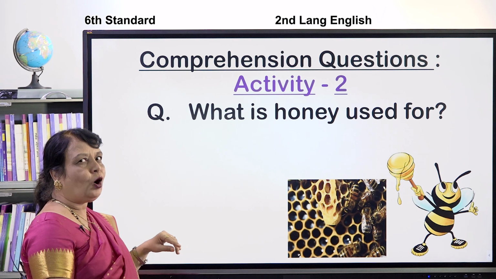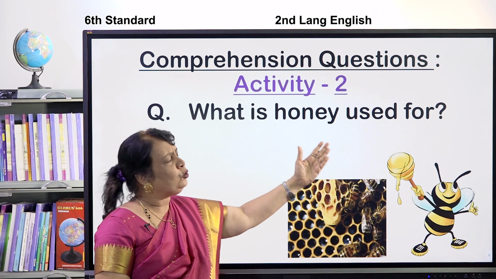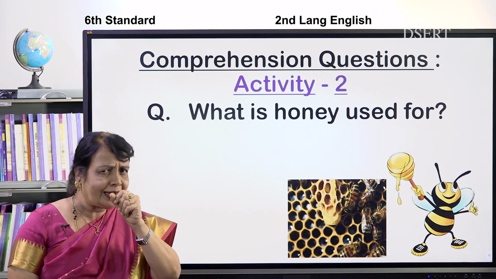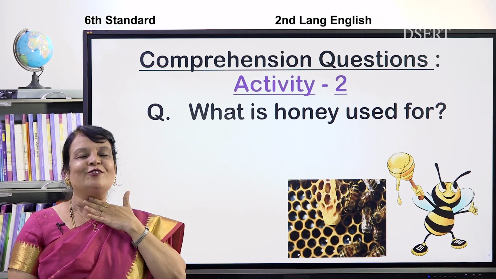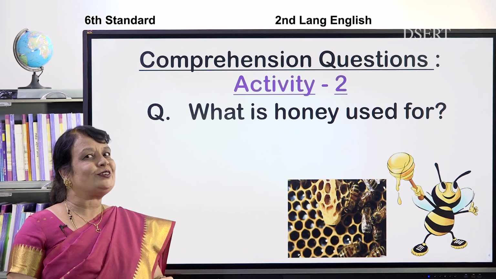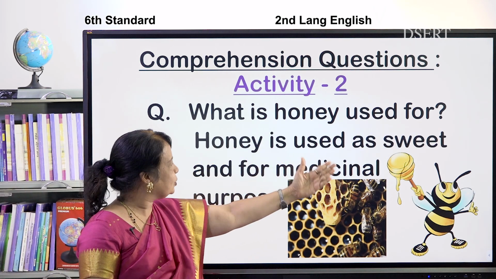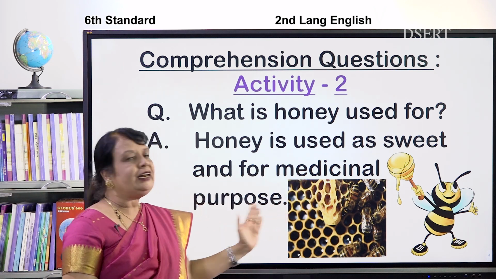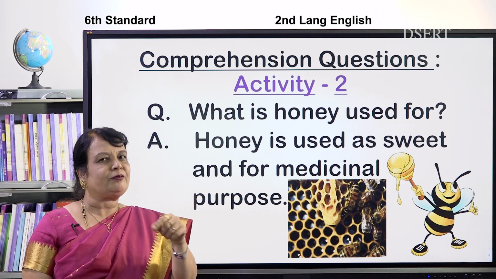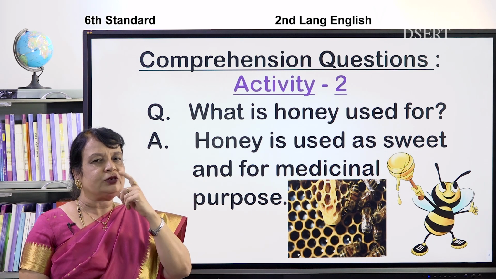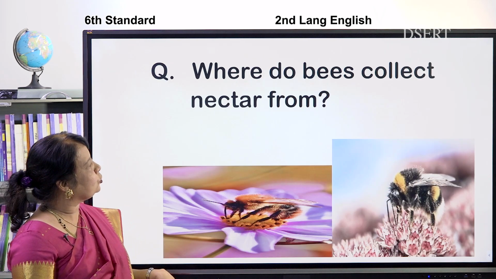Now I have some comprehension questions in activity 2, children. Now, what is honey used for? Yes, even for cough and also for sore throat. Good children. And it is also used as a sweet. Okay children, now honey is used as sweet and for medicinal purposes. As a medicine also it is used. Yes, we will mix it with something and then we will use it. So it is also used as a medicine. Yes children, we will go for the next question.